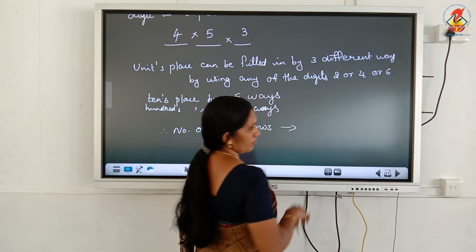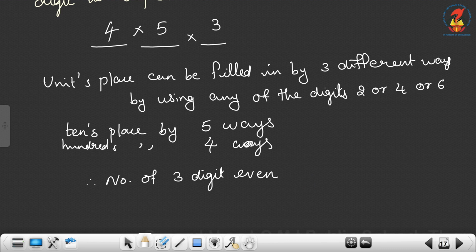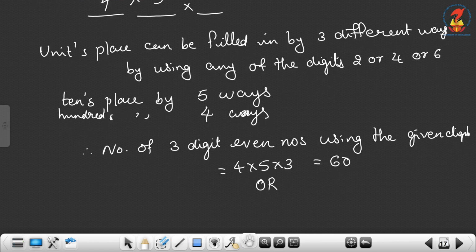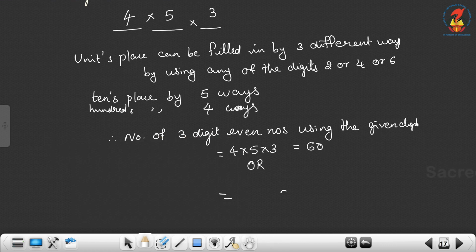Satisfying the condition, that is 3 digit even numbers. Okay, 3 digit even numbers using the given digits is equal to 4 into 5 into 3, that is 60. Or can you say how to write using permutation symbol notation? Here also, the last place, there we can't use the permutation symbol, it is a restriction.